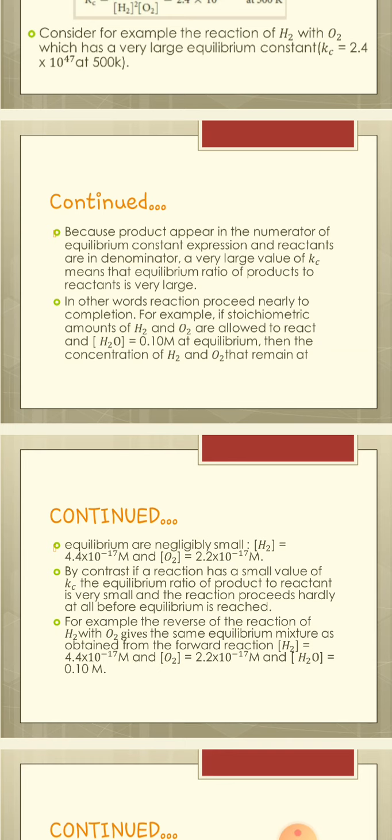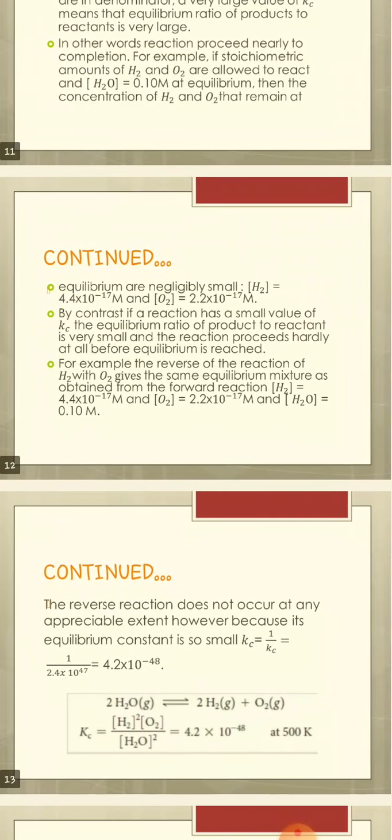By contrast, if a reaction has a small value of Kc, the equilibrium ratio of product to reactant is very small and the reaction proceeds hardly at all before equilibrium is reached. For example, the reverse of the reaction of H2 and O2 gives the same equilibrium mixture as obtained from the forward reaction, that is H2 equals 4.4 × 10^-17 molar, O2 equals 2.2 × 10^-17 molar, and water equals 0.10 molar.